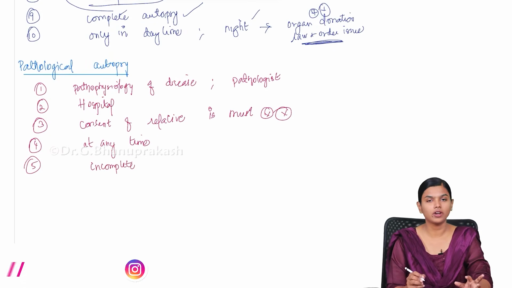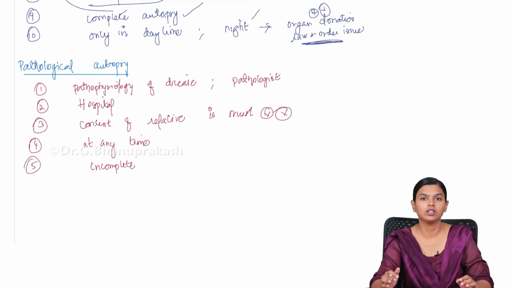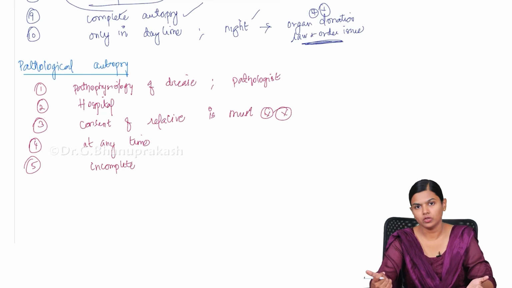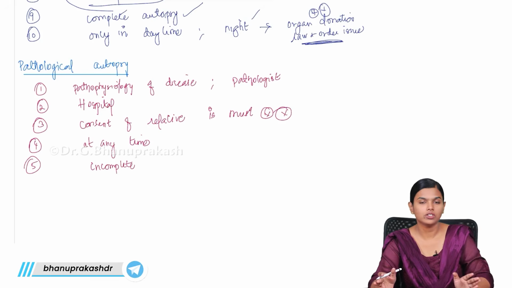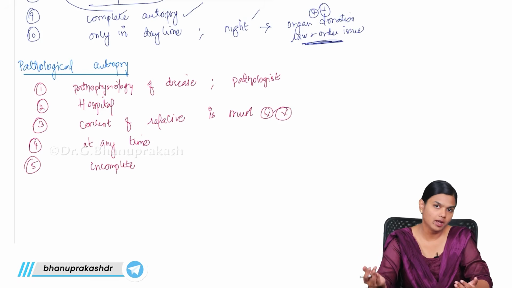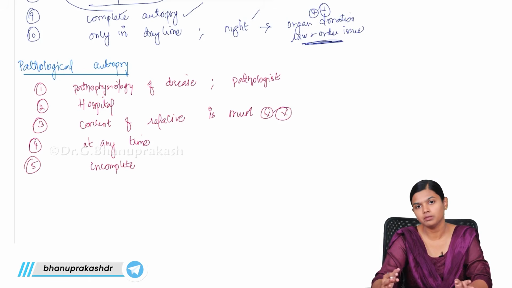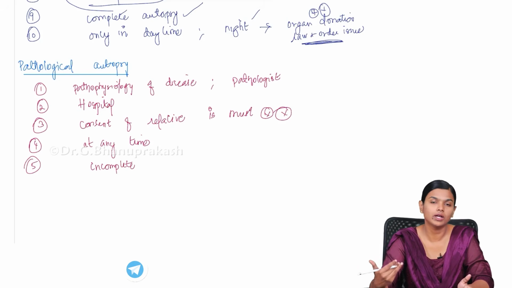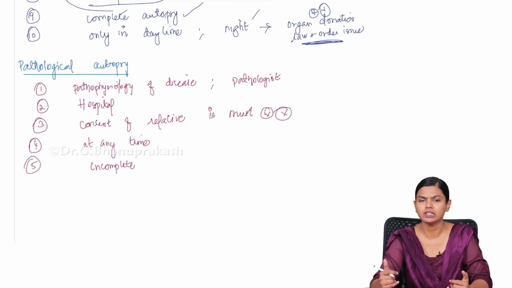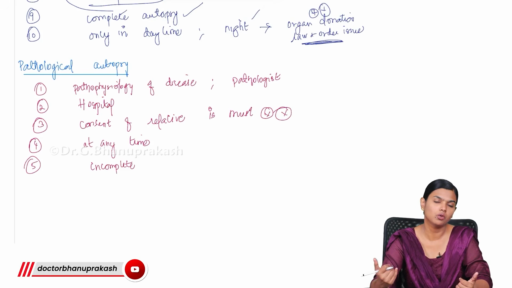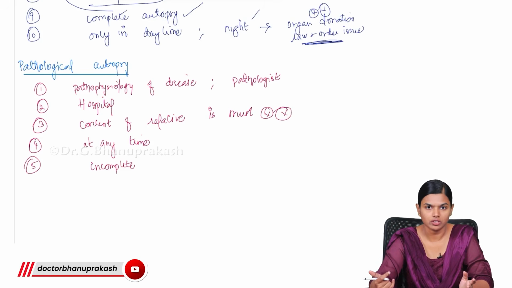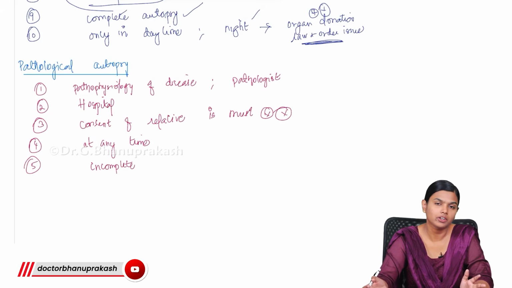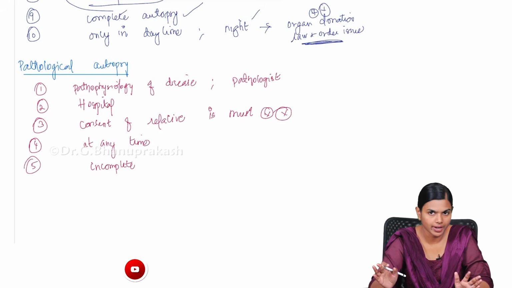Like if you have some organ of interest, if you want to see the COVID lung changes, you can only do lung autopsy. You will just open the thoracic cavity, examine the lung, take out a sample, and simply close the body. You don't have to do a complete autopsy. Whichever is your organ of interest, you can simply do that. But it is preferable to do a complete autopsy if you want to know the exact pathophysiology.